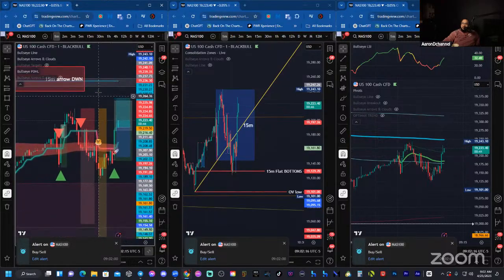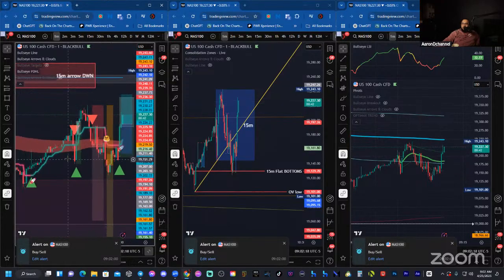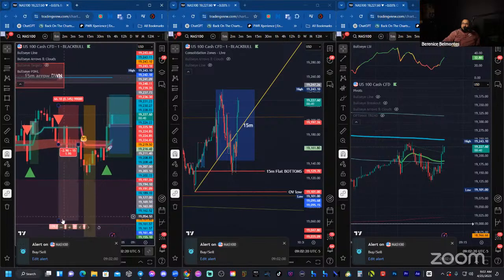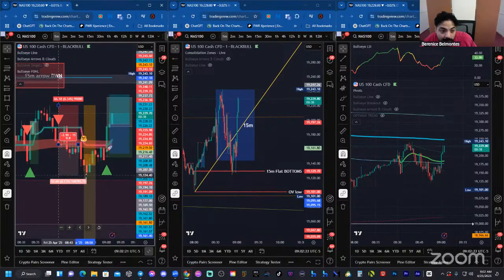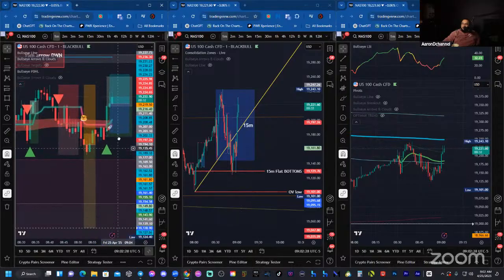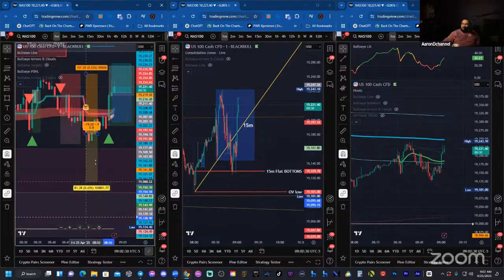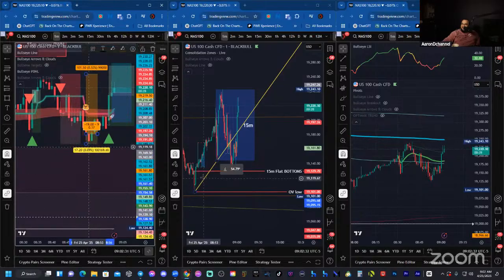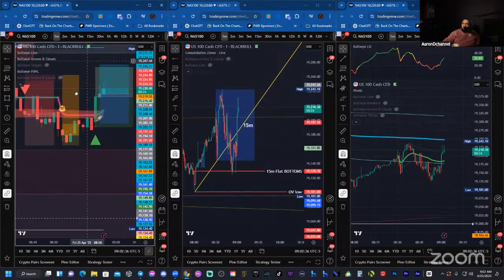We shall see. The counter-trend trades did not actually work out too good. We hit our target, the 15-minute flat bottoms. That's what we were looking for. So hopefully he was able to take partials and leave it right at that. You dig? I don't know.